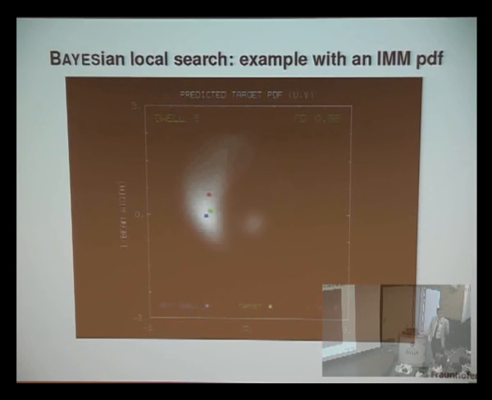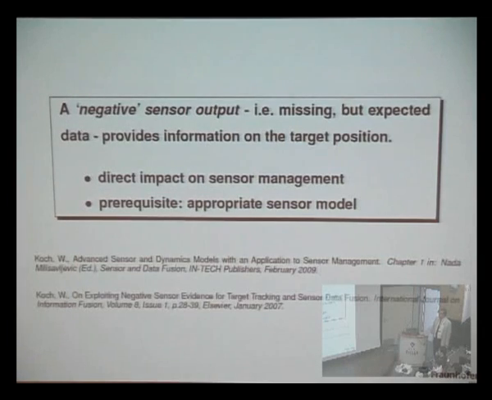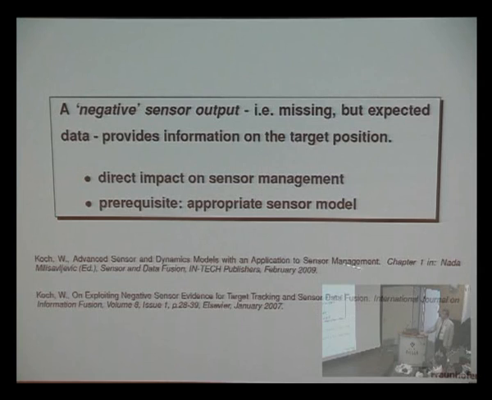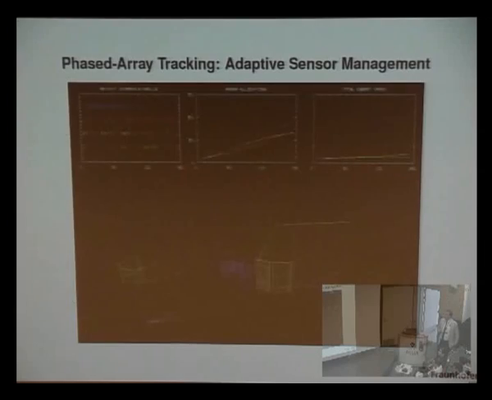It's a local search strategy. And search is very important. So the Bayesian formalism allows you also to search for targets by exploiting sensor output. So we process the data in advance. Let's summarize. A negative sensor output, that means we're missing expected data, provides information on the target position. It has direct impact on the sensor management. The prerequisite is an appropriate sensor model.